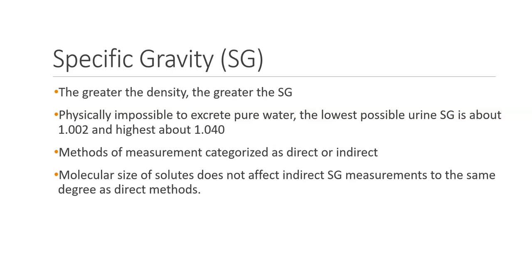It is physically impossible to excrete pure water. There will always be solutes present in your urine, even when the kidneys are dilating maximally. The lowest possible urine specific gravity is about 1.002, and the highest is about 1.040. Methods of measurement of specific gravity are categorized as direct or indirect. The molecular size of the solutes does not affect the indirect specific gravity measurements to the same degree as direct methods.